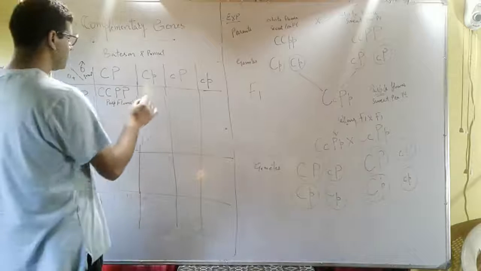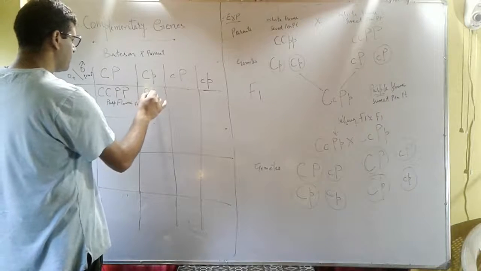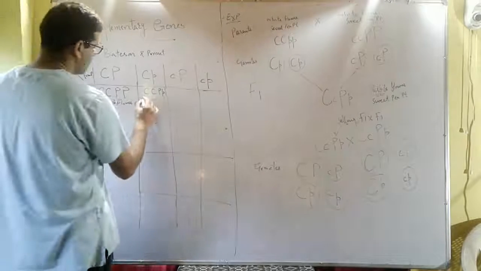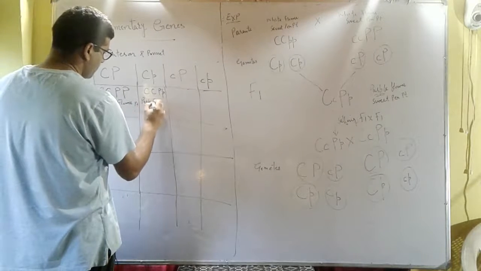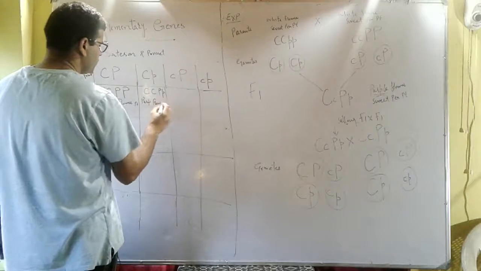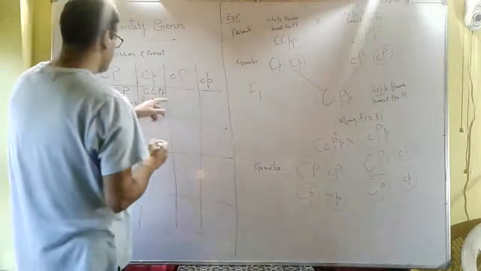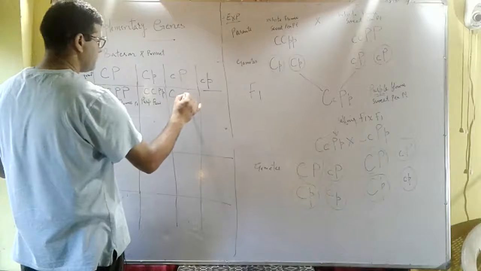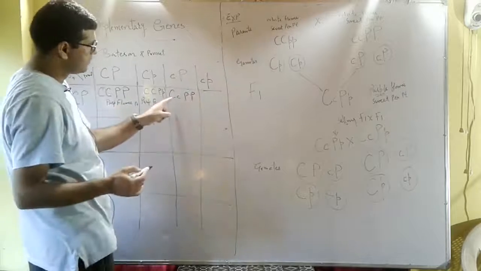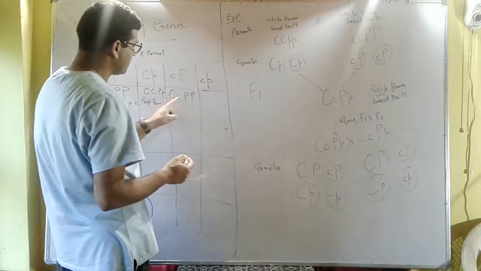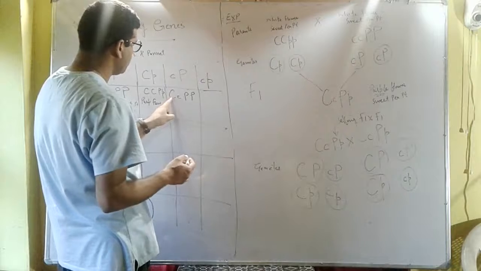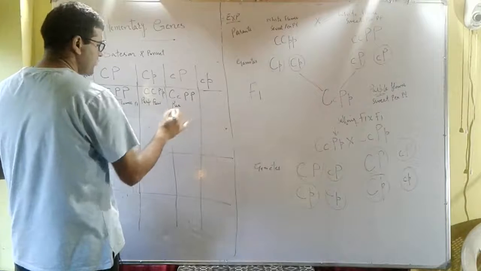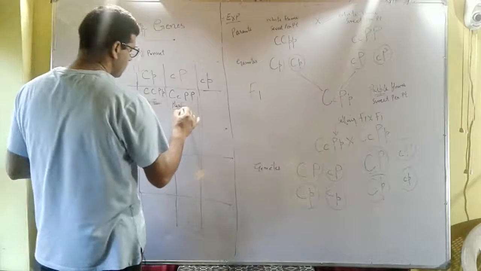Then we have capital C, capital C, capital P, small p. This would also be a purple flower sweet pea plant. Then we have capital C, small c, capital P, capital P. That means both dominant alleles of a gene are present, capital C and capital P. That means it is a sweet pea with purple flowers.